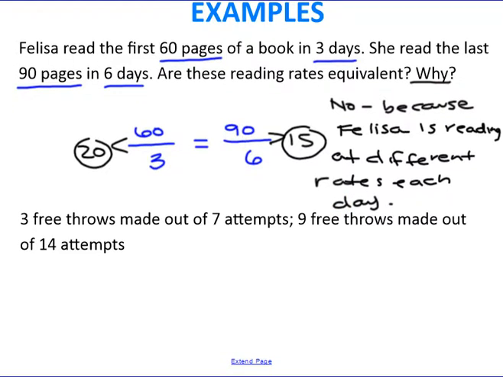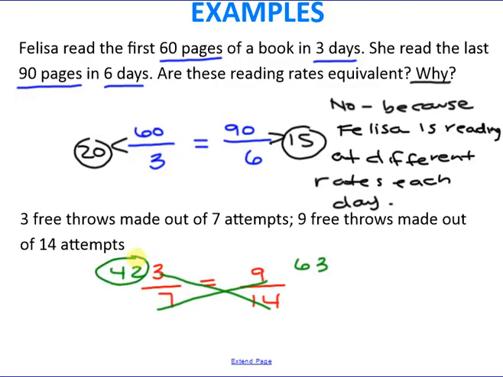There you go. All right, let's take a look at our next one. 3 free throws made out of 7 attempts, 9 free throws made out of 14 attempts. So I have 3 over 7 equals 9 over 14. For this one, I'm going to cross multiply. So 9 times 7 is 63. 14 times 3 is going to be 42. So I have 42. I have 63. Are they equivalent? No, they are not.